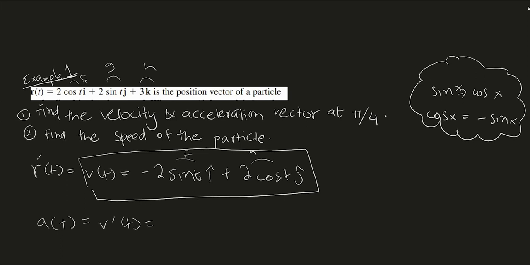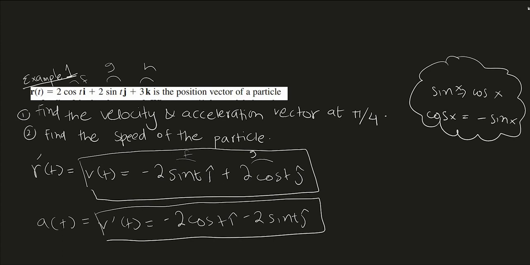Okay, now minus 2. And what's the derivative of sine t? Sine goes to cos, so just cos t i hat. And then what's the derivative of cos? It's negative sine, right? So you're going to put a negative in here. So negative 2 sine t j hat. And this is your acceleration function.